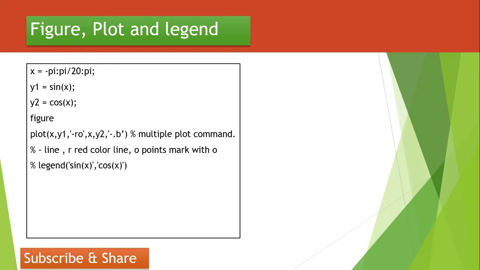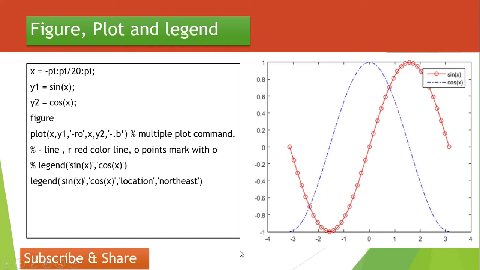Now for legend, by default, let's see what it will take as the legend. Currently it is shown in the comment section, but in the program we will check it. Now similarly, for the location of the legend, where you want to give sin x or cosine x, just mark the value sin x and cosine x, and just the location, where you want to put this legend. Currently it is given northeast, you can give northwest or southwest depending upon which position you want the legend. So let's switch to the MATLAB window and plot it and see how it looks.